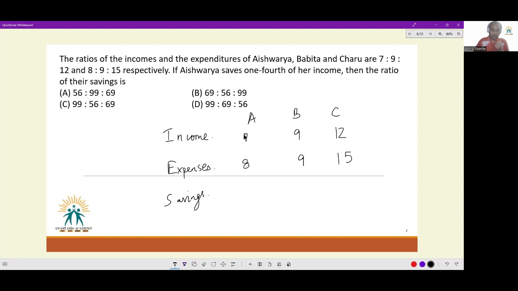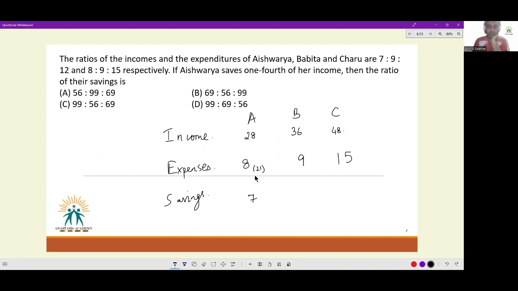Now, funnily enough, we are told Aishwarya saves 1/4 of her income. If she is saving 1/4 of her income, it should be a multiple of 4. So the first adjustment I do is multiply all the income numbers by 4, and I get 28, 36, and 48. Now the savings would be 7, because she saves 1/4 of her income. So she has ended up spending 21 units out of 28. It's 21, but 21 is not even here.